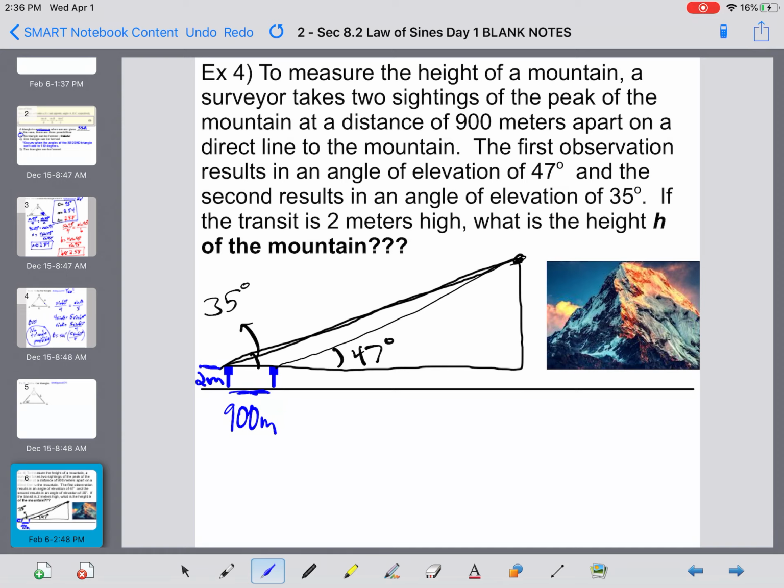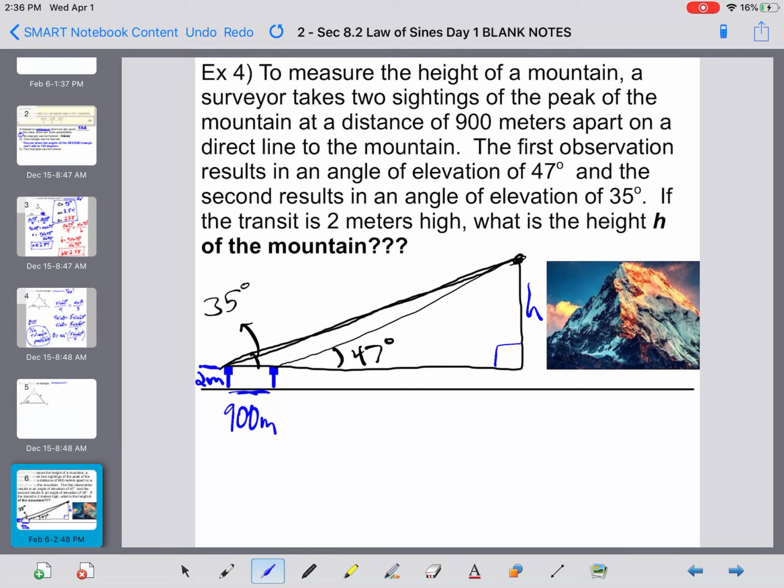So here's the trick. We're looking for this height, right? We do have a right angle here. Problem is we don't have enough information to use sines or cosines or Pythagorean theorem or anything because we don't have this bottom side, right? We don't have this hypotenuse, so we're out of luck.